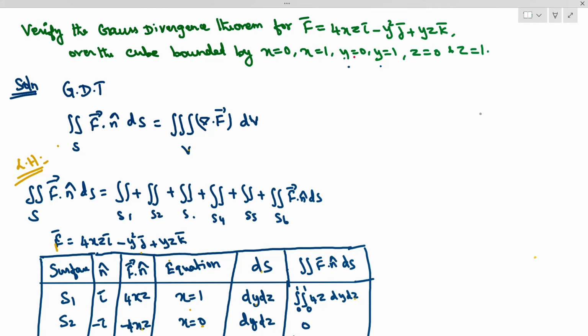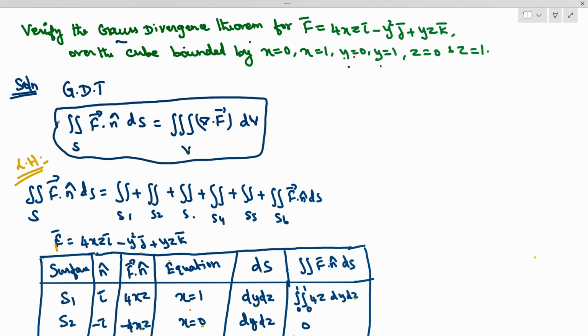In this problem, we are just going to verify the Gauss divergence theorem statement for this F vector, with the region being this cube, given with the values x from 0 to 1, y from 0 to 1, and z from 0 to 1. In step 1, first write the clear statement like this: double integral over S of F vector dot n cap dS equals triple integral over V of del dot F vector dV.